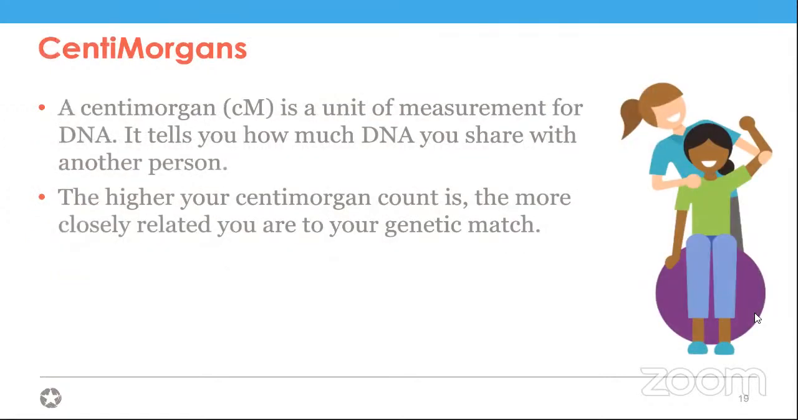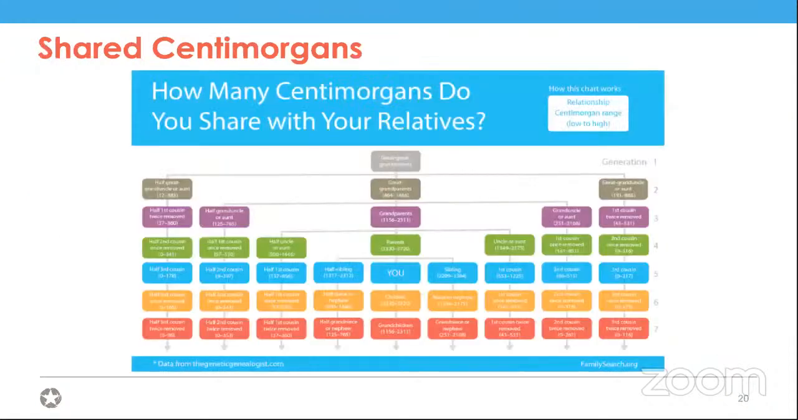A centimorgan is a unit of measurement for DNA. It tells you how much DNA you share with another person. The higher your centimorgan count is, the more closely related you are to your genetic match. The different amounts of centimorgans correspond to genetic distance. So the more centimorgans you have in common with another person, the more closely related you are to them. This chart organizes this information by generation.